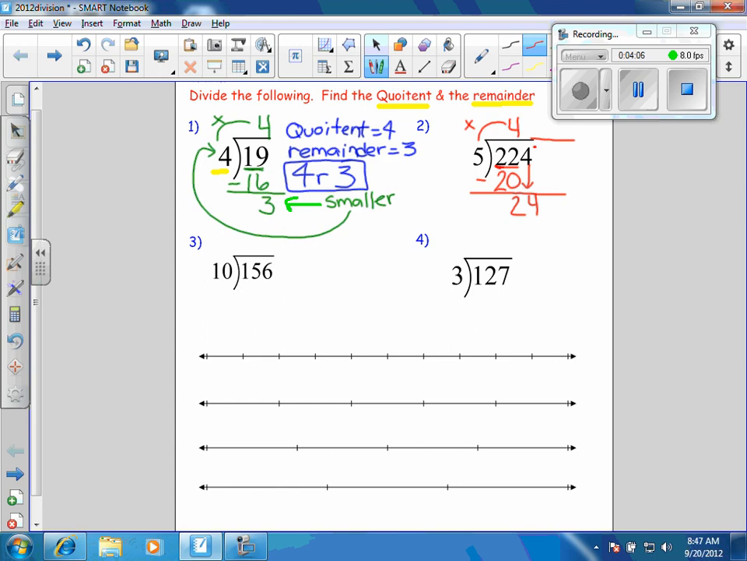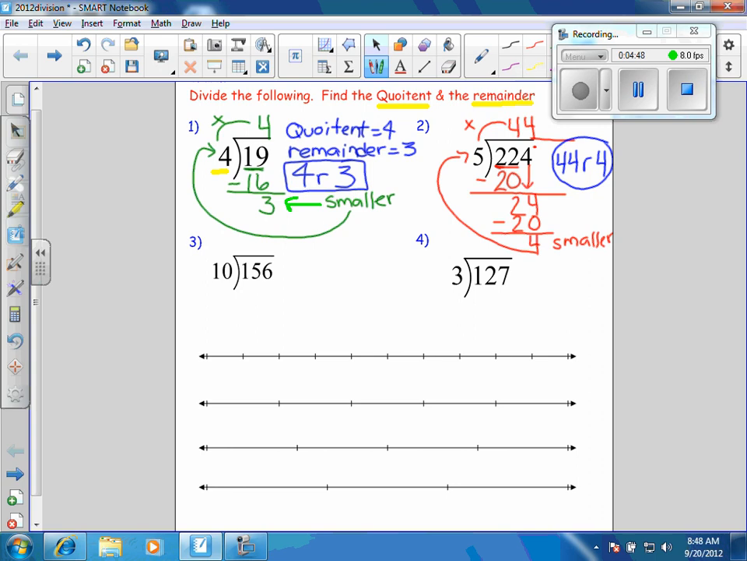So how many times, Cannon? 4. Only 4, right? So we put a 4 here, and 4 times 5 is 20. We're going to subtract, and we get 4. Now this is smaller than the number we were dividing by. That means we stop if we're not doing decimal division. So our answer is 44, remainder 4. The quotient is 44, remainder is 4.